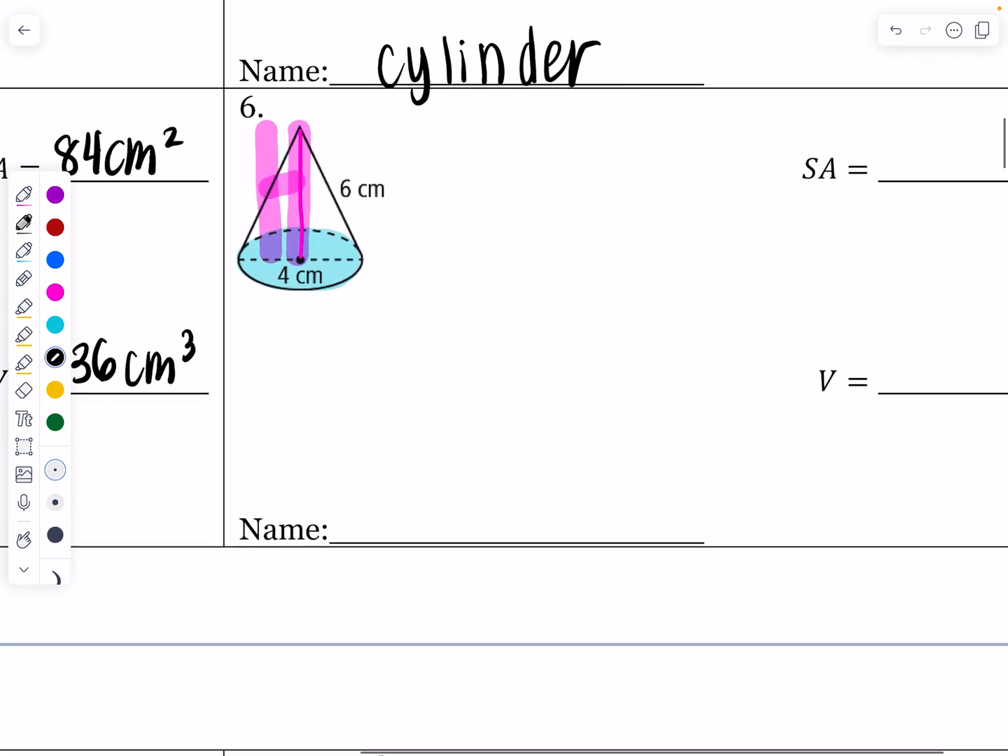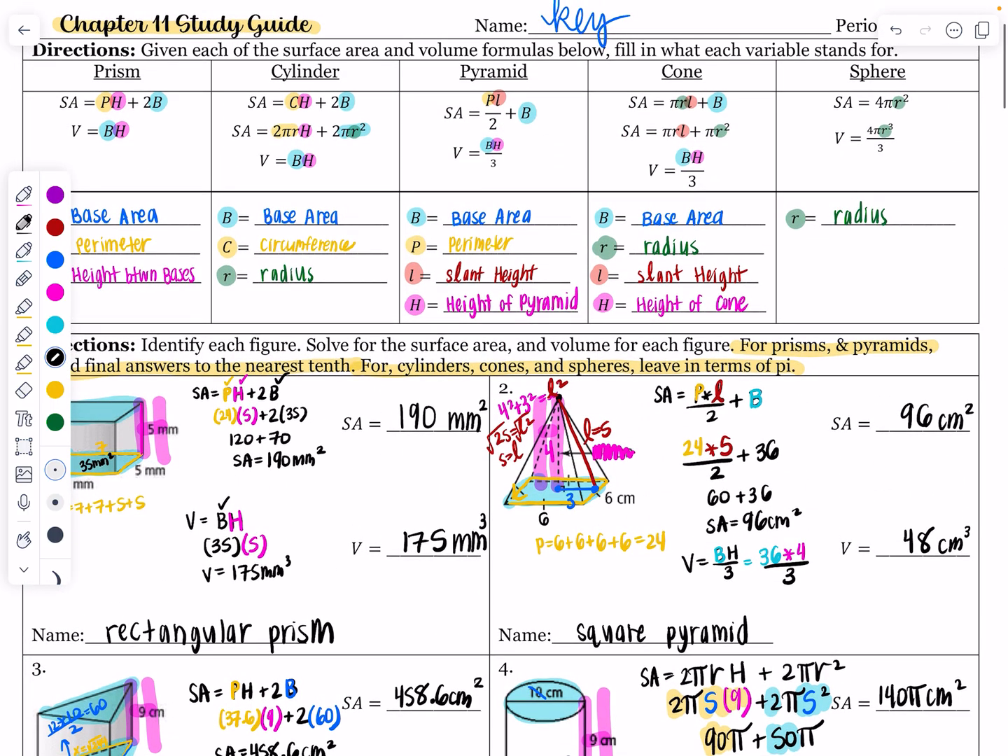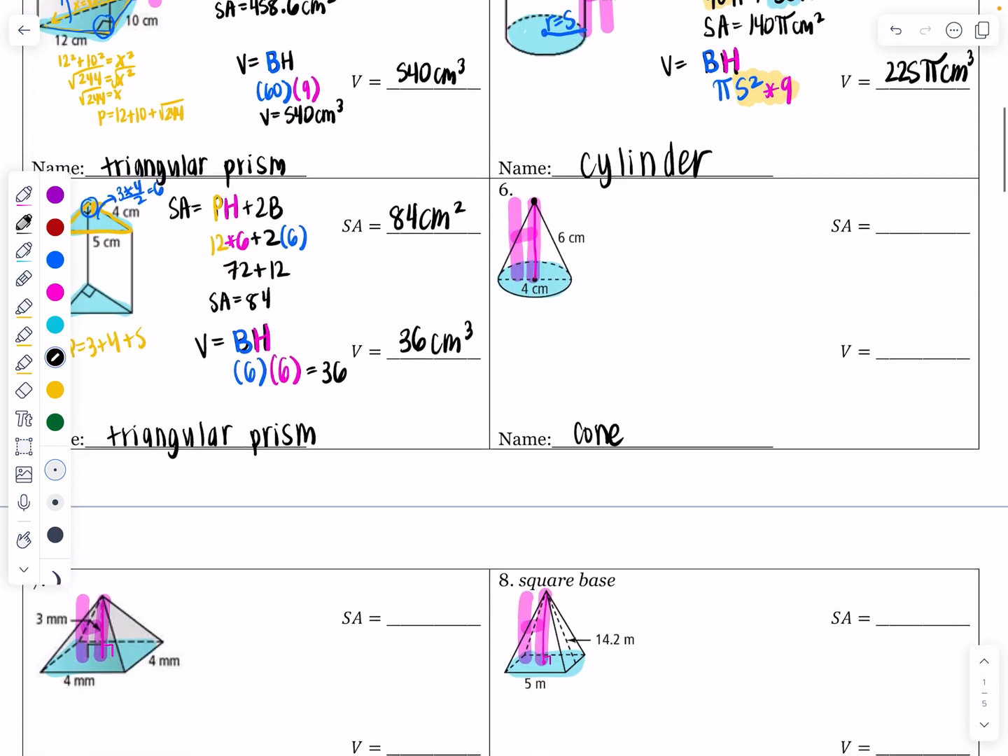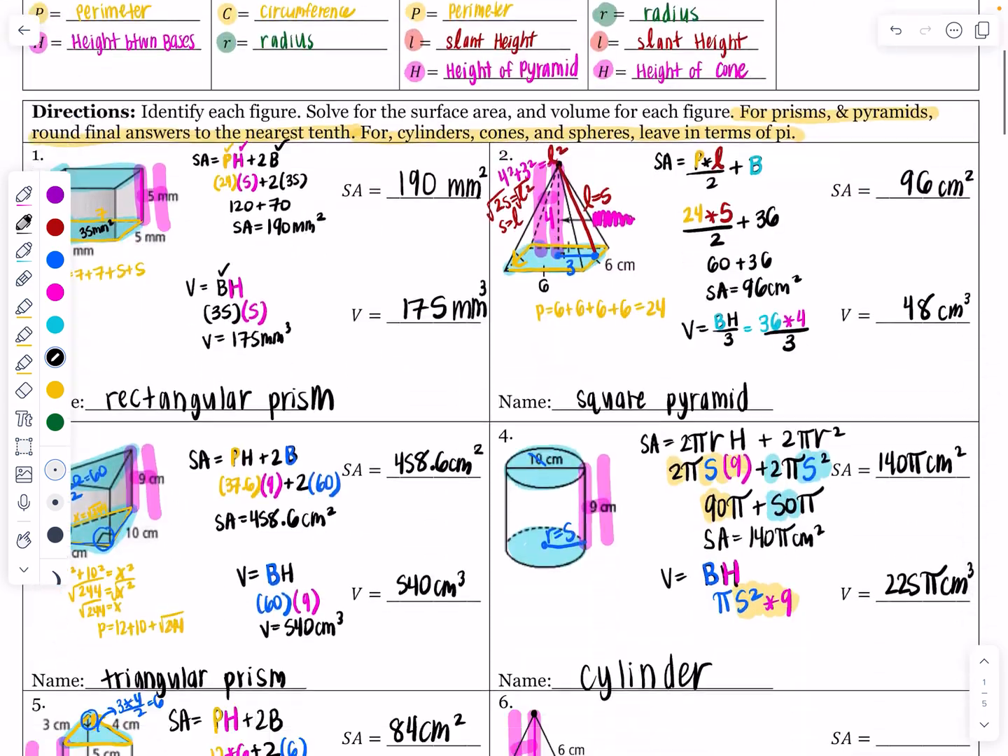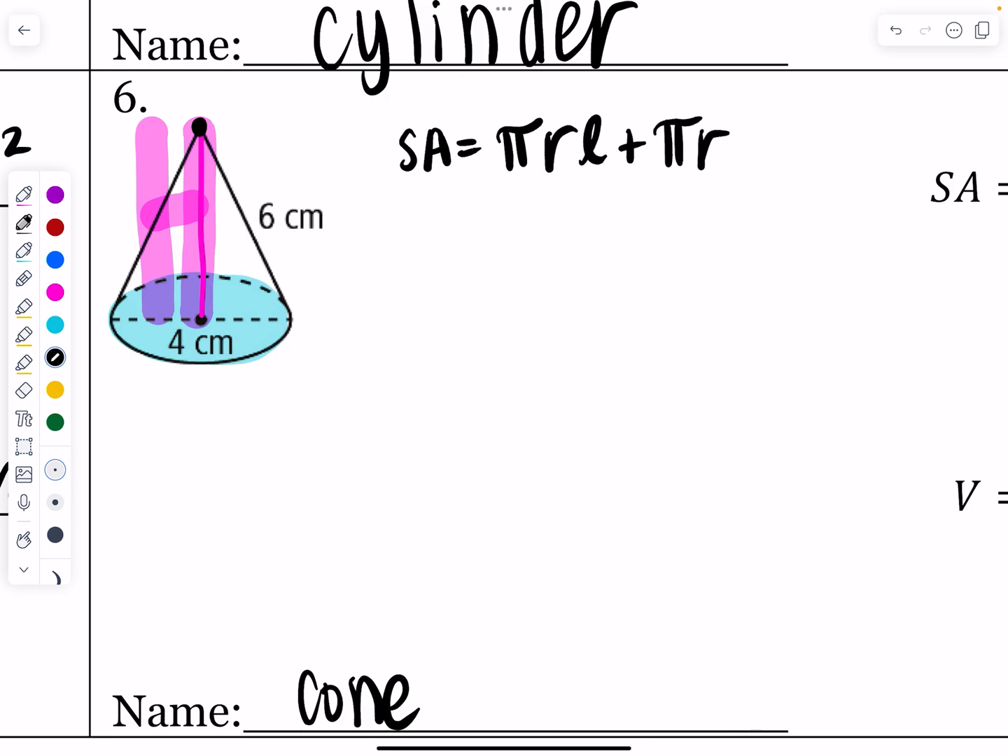And so what is my last shape? It has a circular base, so it's either going to be a cylinder or a cone. Well, since this only has one base and it comes to a point, it is going to be a cone. So what is my surface area formula for a cone? You go to the top. Surface area of a cone is pi RL plus B, also known as pi r squared. So pi RL plus one base, which is pi r squared. So pi RL plus pi r squared.